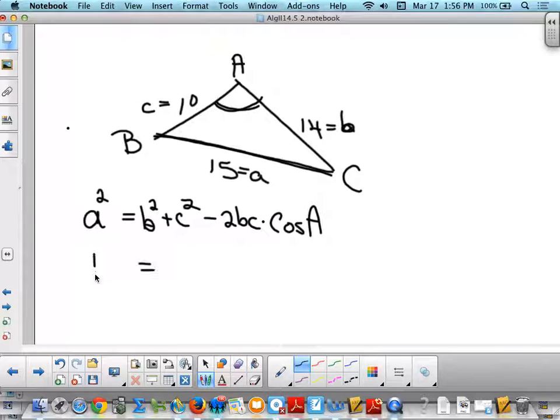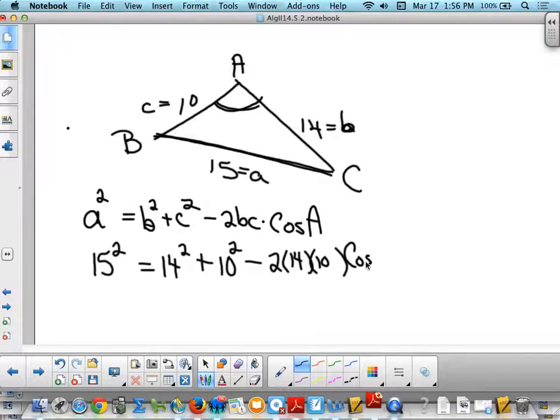15. 15 squared. Is this just like the other one, but a lot more work? You'll see. It's not easy. What about B? 14. 14 squared. What about C? Don't you have a C in this class? 10 squared. Minus 2 times what? 14 and 10. 14 is B. C is 10. Cosine of A.